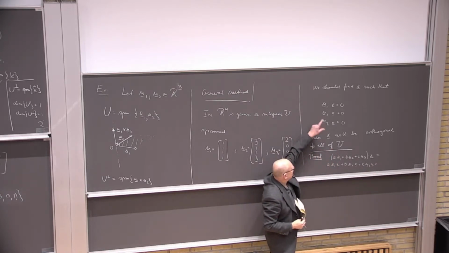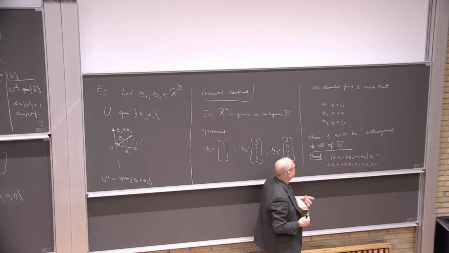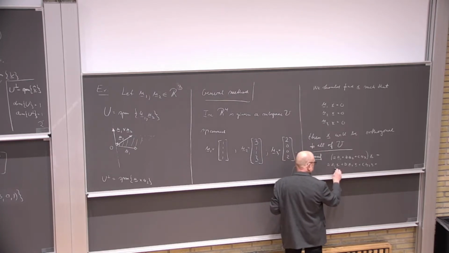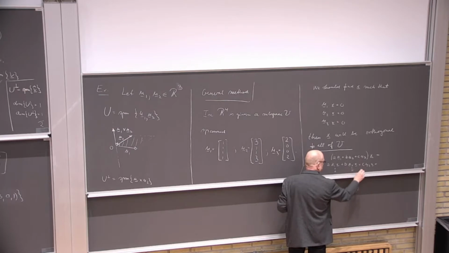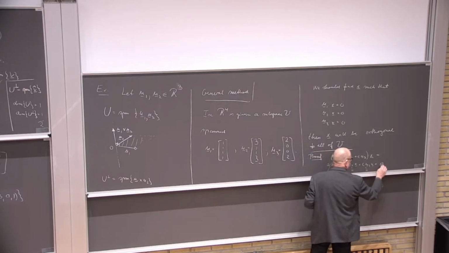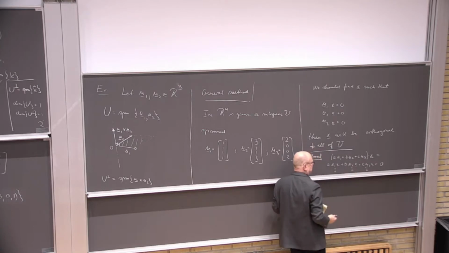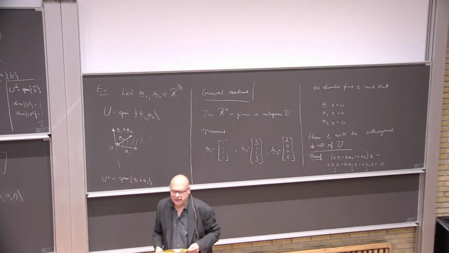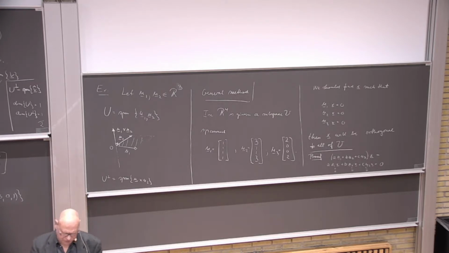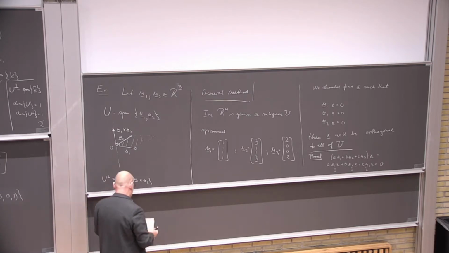But x is constructed so that the dot products with U1, U2, and U3 are all 0. So this is 0, this is 0, this is 0. So the product of x and a general vector in U is 0, so x will be orthogonal to all of U. So if we can find all the x vectors, then we have found the orthogonal complement. So let's do that.